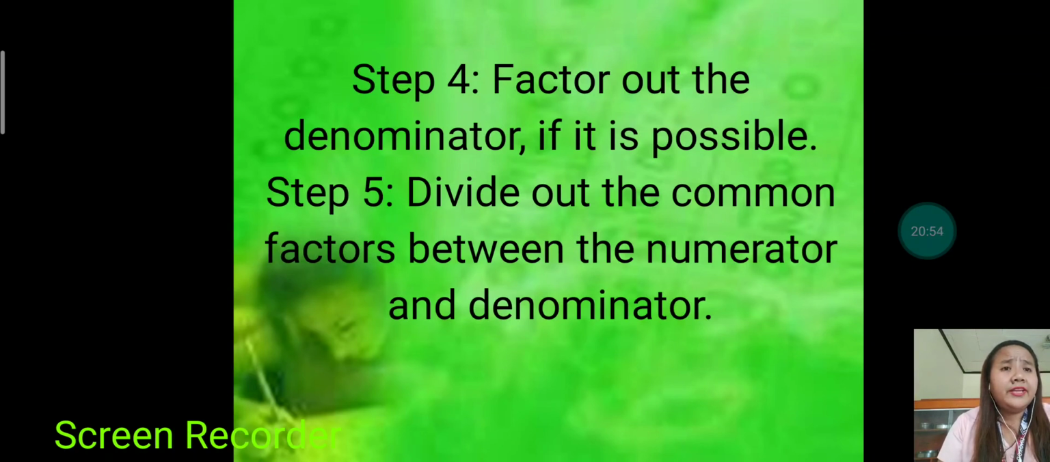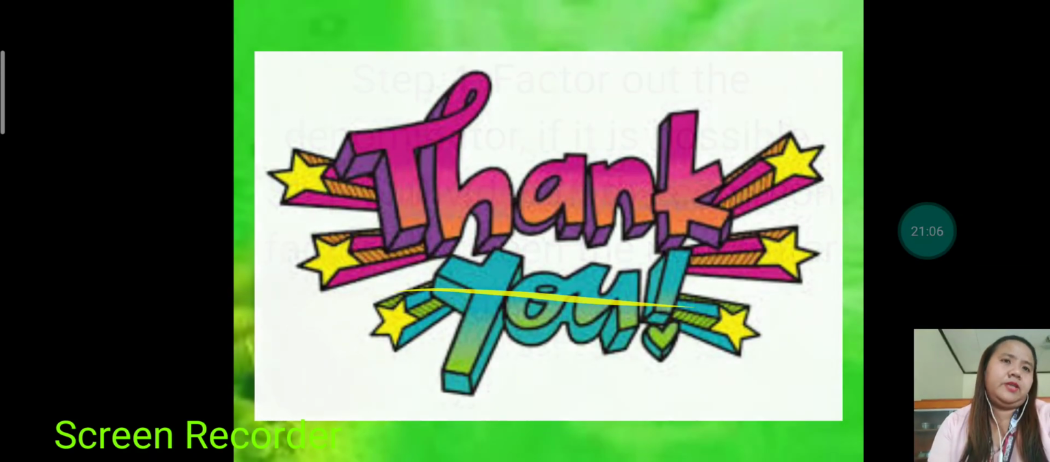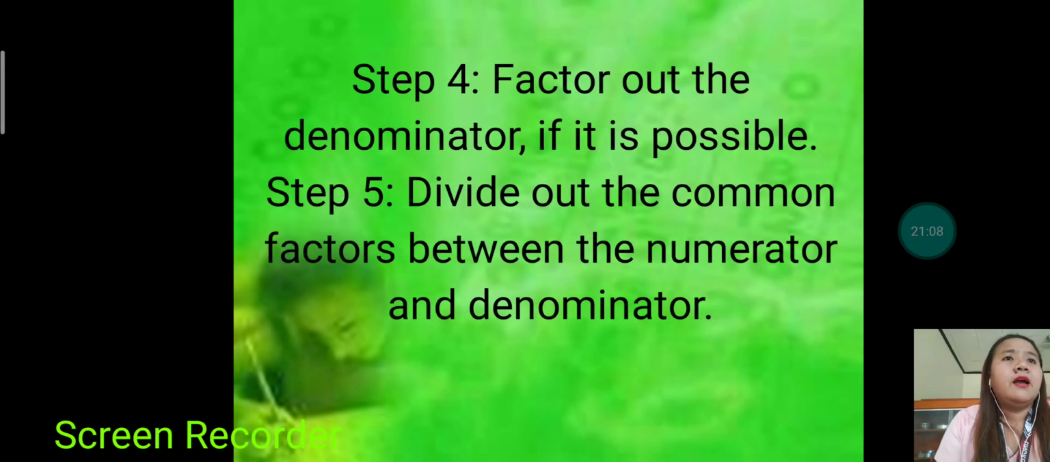Then, step 5, divide out the common factors between the numerator and the denominator. I-divide out mo lang, and then, yung step 6 ay hindi ko yata nailagay. Okay. Step 6 is copy. Copy mo yung natirang factor sa numerator and then yung natirang factor sa denominator. And that will be your final answer.